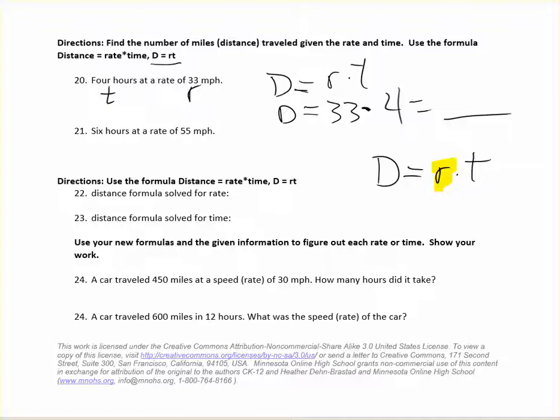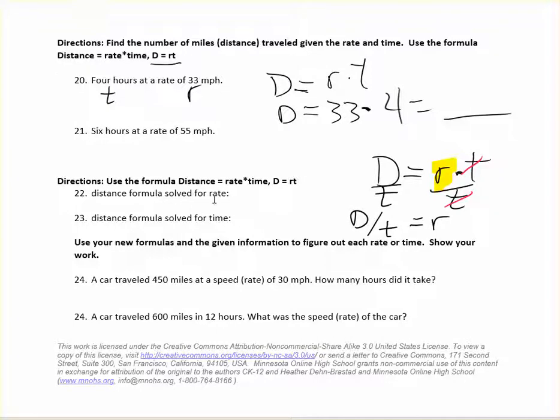When you write two letters next to each other, that means multiplication. The opposite of multiplying by t is to divide by t. So you need to divide both sides of the equation by t. When you divide by t, the t's cancel over here because t over t is 1. So you're just left with r for rate, which is what we wanted. So r is equal to distance divided by time.